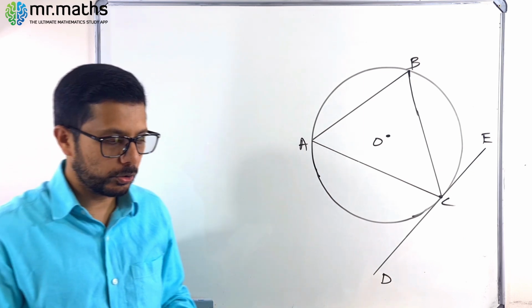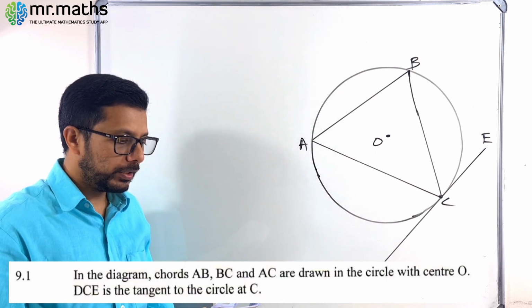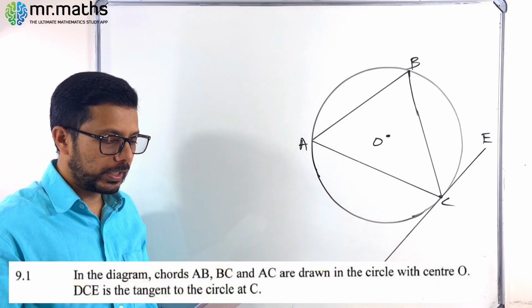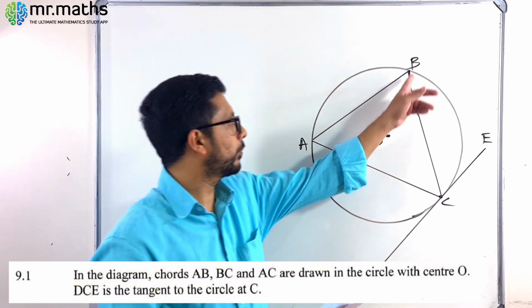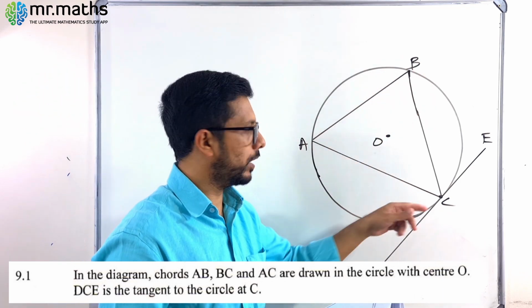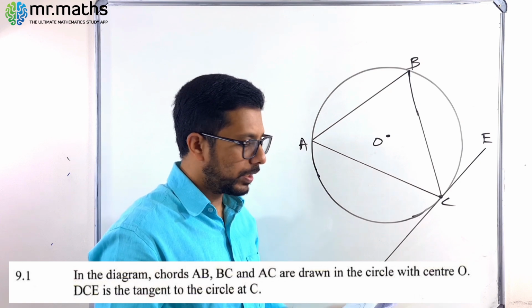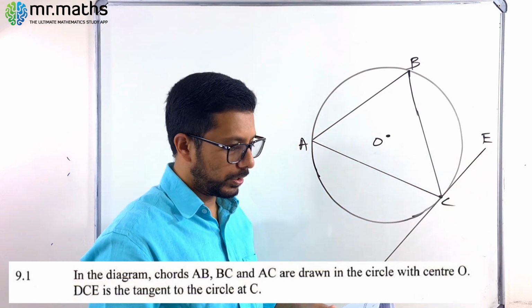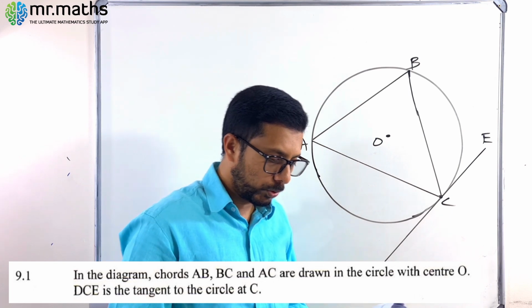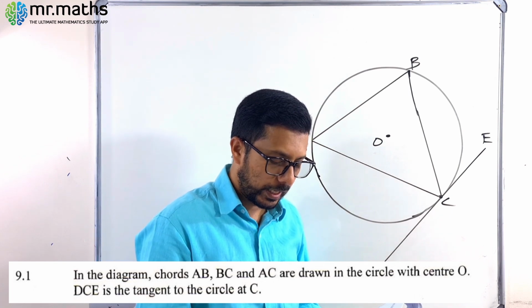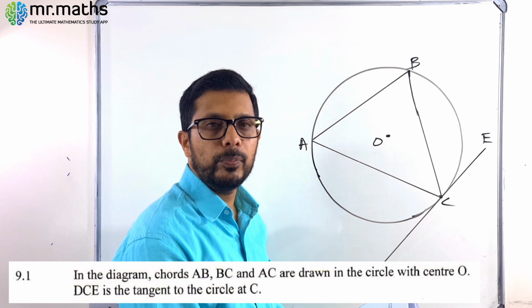Let's move to the next question, question number 9.1. In the diagram, chords AB, BC and AC are drawn in the circle with the center O, and DC is a tangent to the circle at the point C. What do you want to prove? Prove the theorem which states that angle ACD is equal to angle ABC.